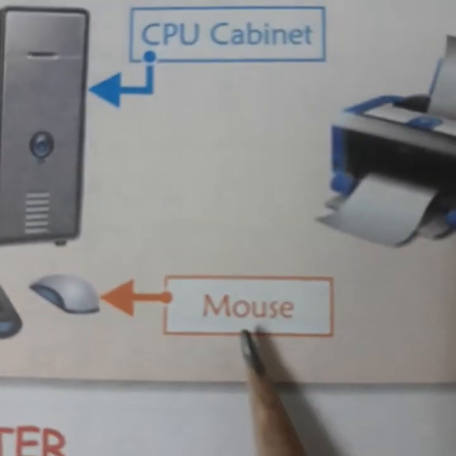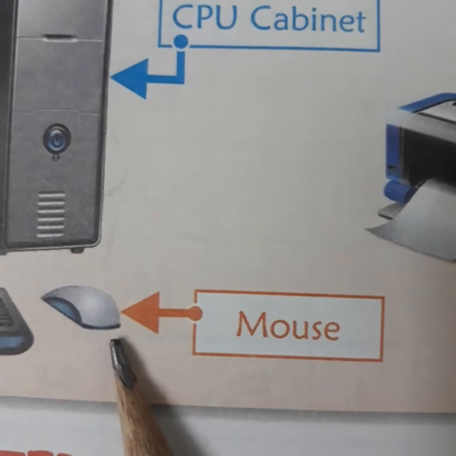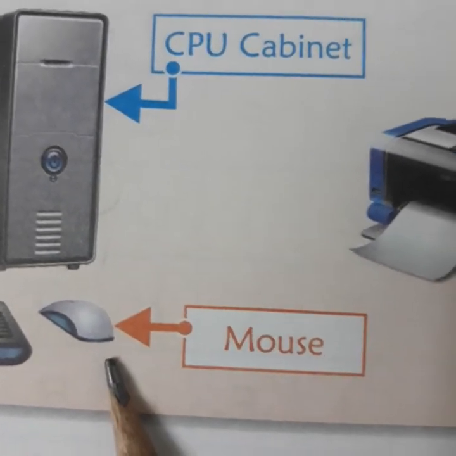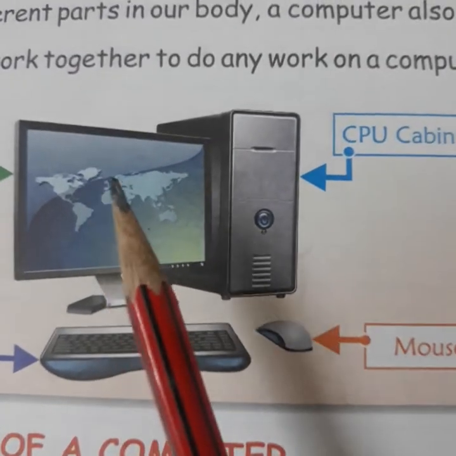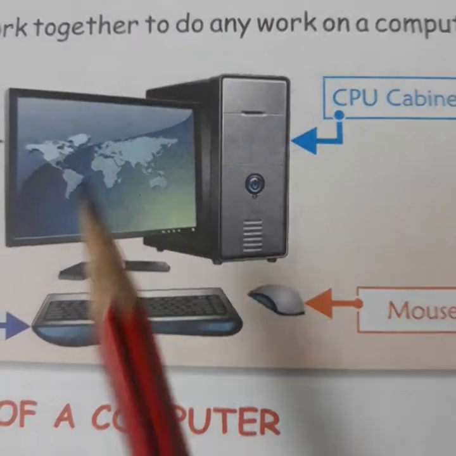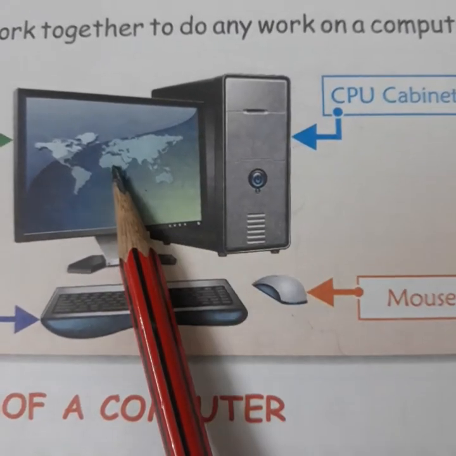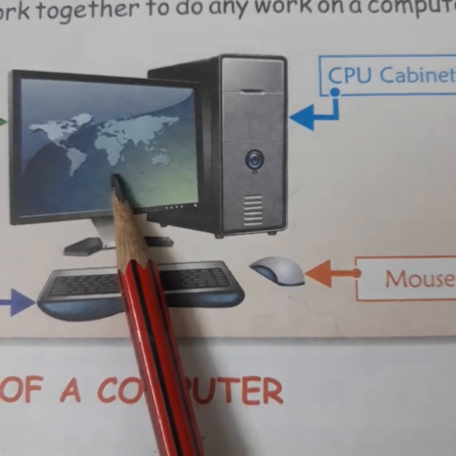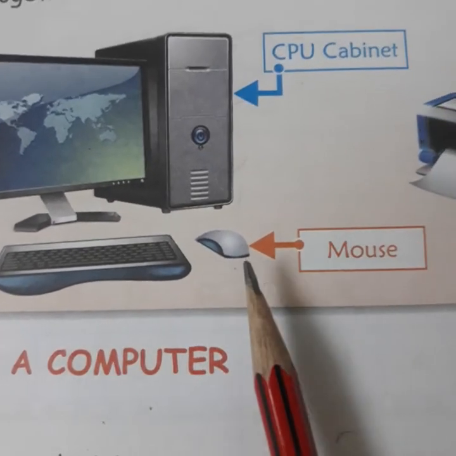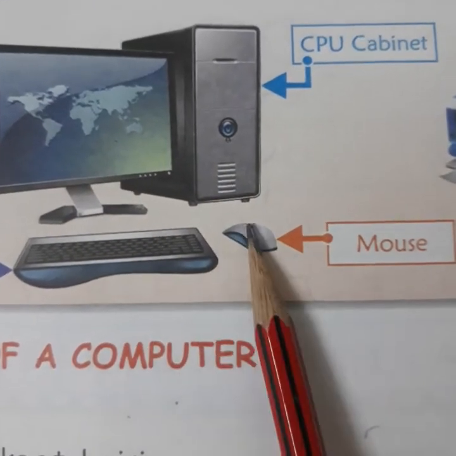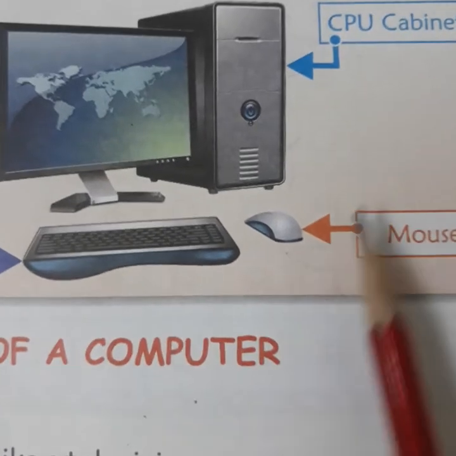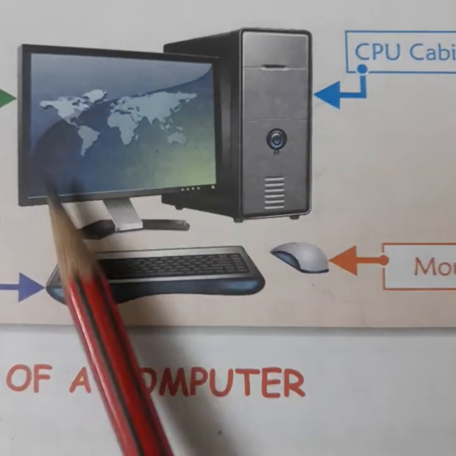And this one is the mouse. Yes, it looks like the real mouse, right? It also has a tail. I'll show you. So the 4 main parts of a computer are monitor, keyboard, CPU and mouse. I repeat, monitor, it looks like a television, keyboard, mouse and CPU. They all have different functions to do, but they all work together to do a thing.